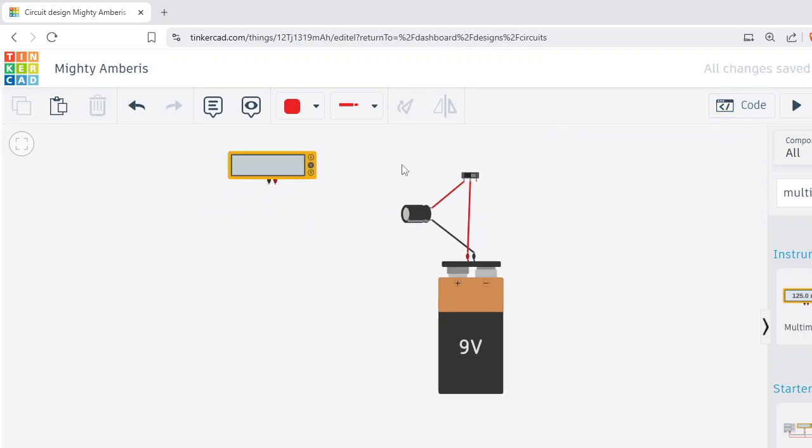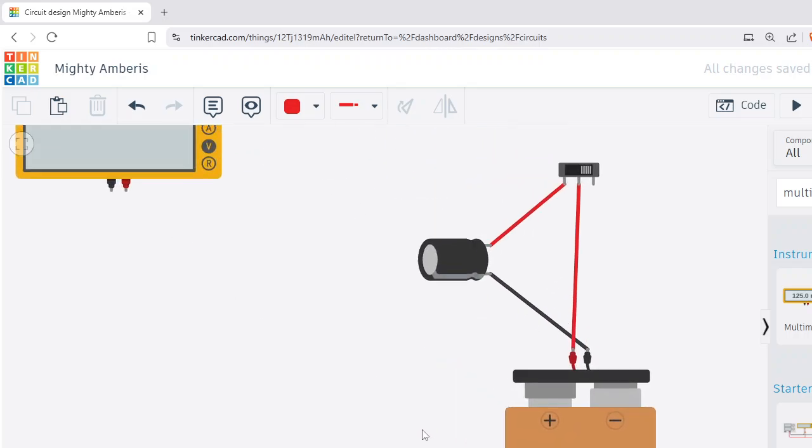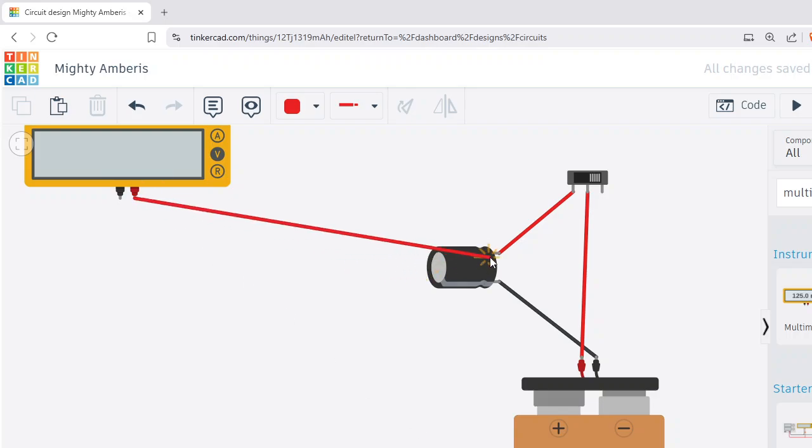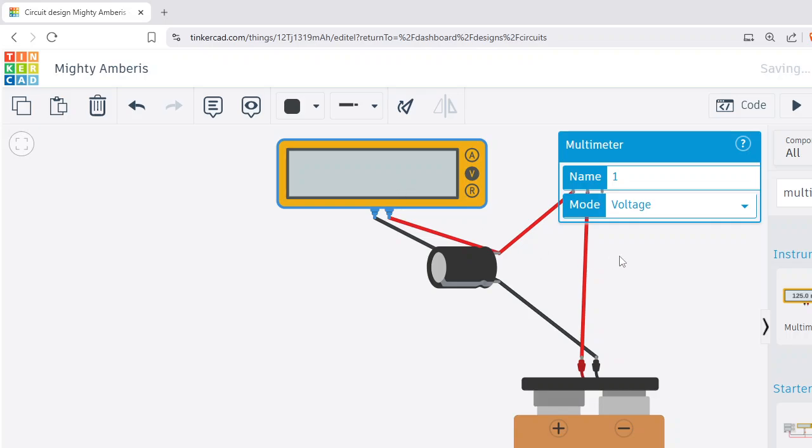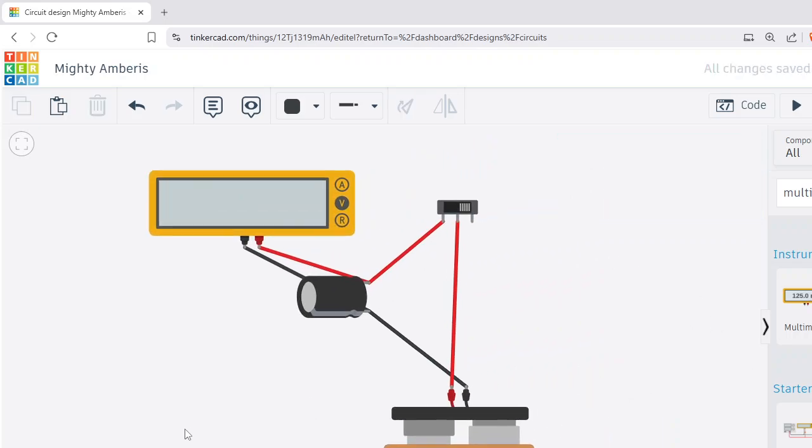Let's have the multimeter connected to the positive side of the capacitor, and the negative side of the capacitor. Let's make this black. Is it making sense, guys?